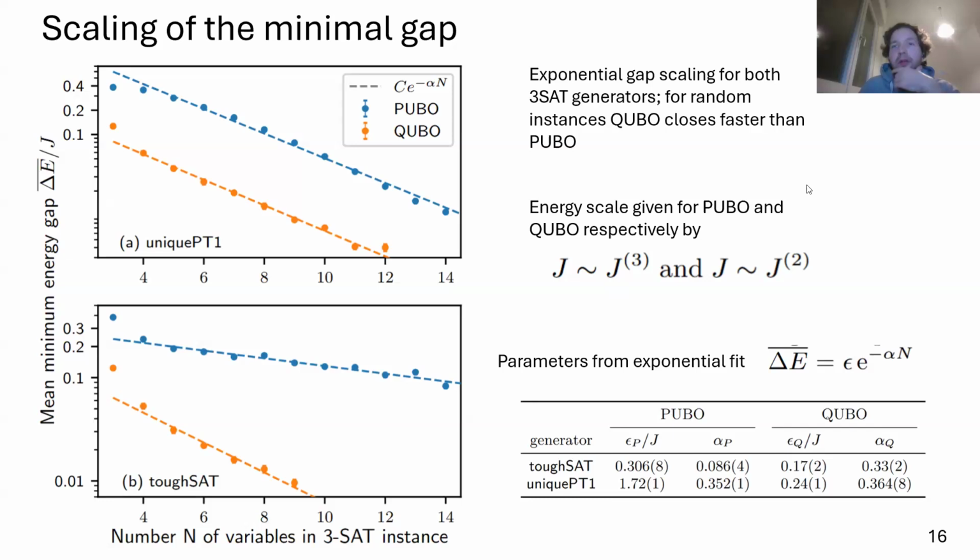And if we now look at the fit data, we also see clearly that for the unique PT1 generator, we have approximately the same gap closing for this alpha coefficient. Within the error bars, they could be the same, or there could be a very small difference. But for the tough set generator, there's a very clear, distinct difference in the gap closing. So the gap closes much slower for the PUBO formulation than for the QUBO formulation.